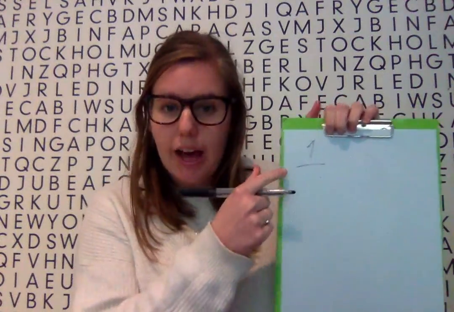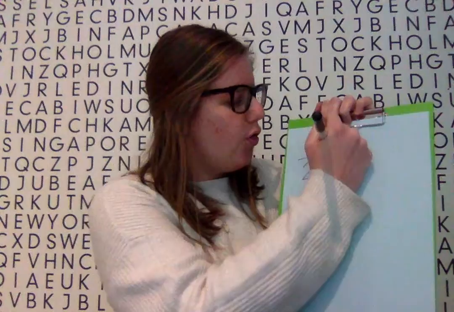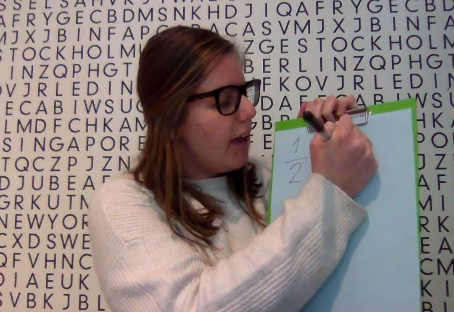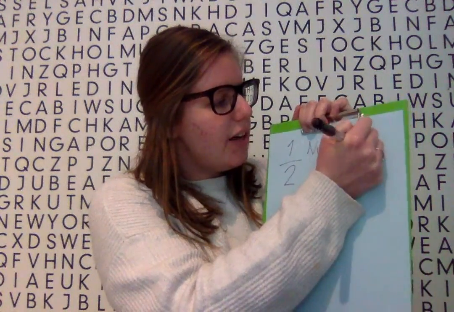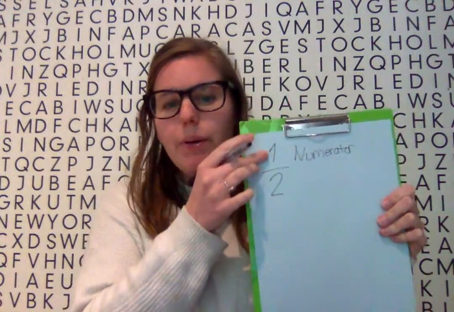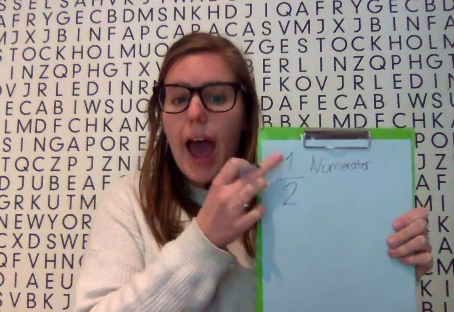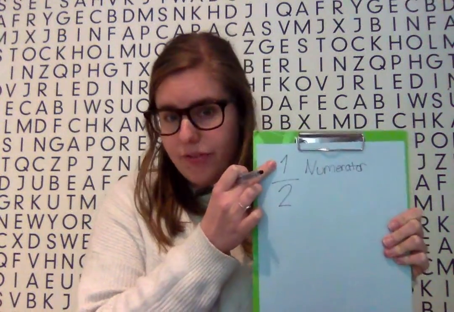So for a half, we'd write 1 with this line and a 2. This top number is called the numerator. Can we all say numerator together? Ready? Numerator. Very good. And let's be a little silly and let's whisper it. Numerator. Numerator. Very good. So our numerator is our top number. Our numerator tells us how many that we have.